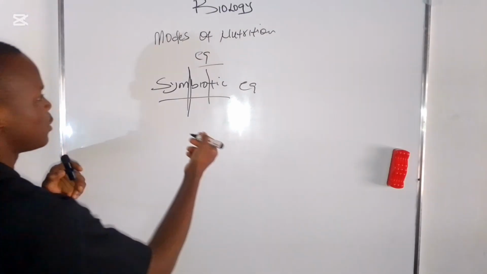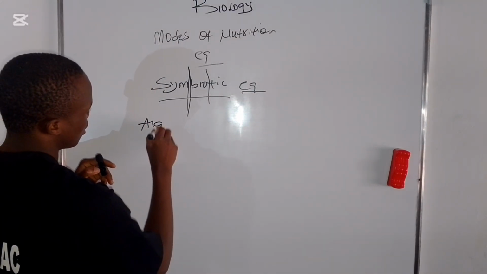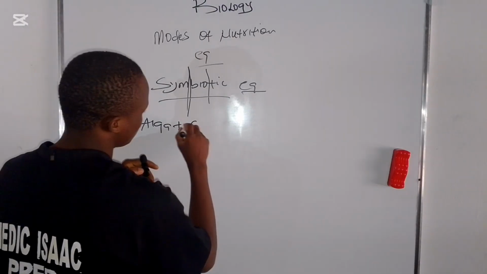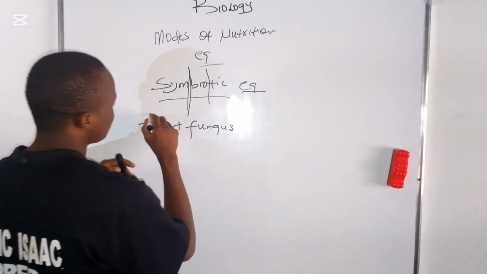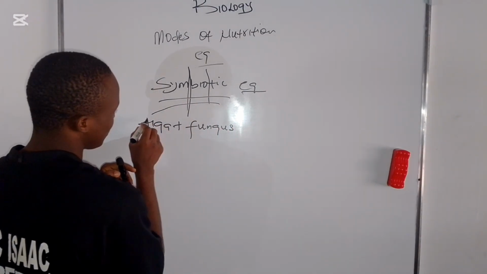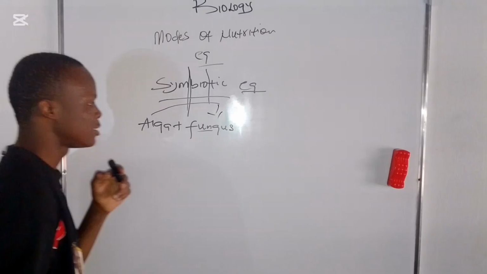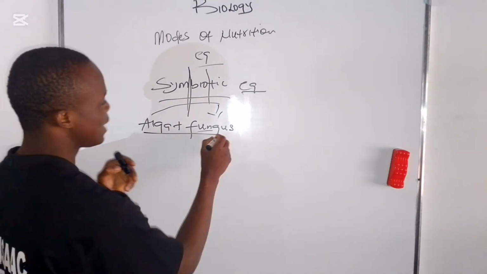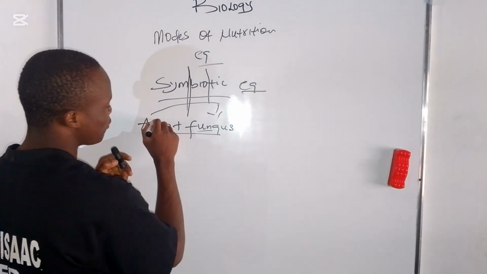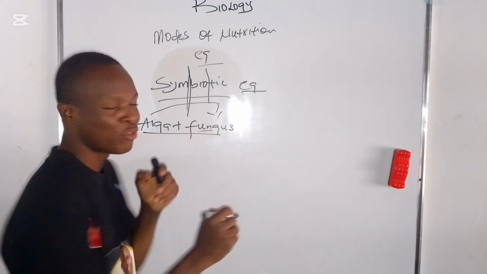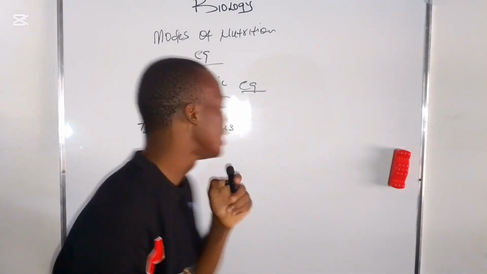So the examples are alga plus fungus or fungi, right? This alga provides food and protection, right? But this fungus provides food. Do you understand? So that is how the relation is. No one hurts or harms the other. This alga provides food, but this fungus provides protection. So none of this relationship hurts or harms each other. Have you seen it now?